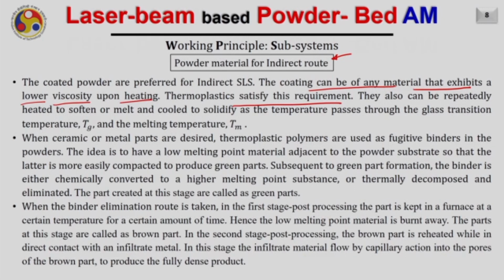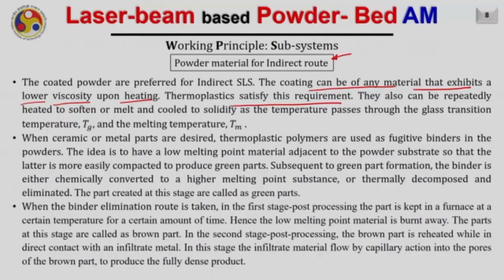So, for example, when ceramic or metal parts are desired, the powder particles of these materials are coated with some thermoplastics, and these thermoplastic polymers act as fugitive binders. So, the idea is basically to have a low melting point material adjacent to the powder substrate, so that the latter is more easily compacted to produce the green parts.